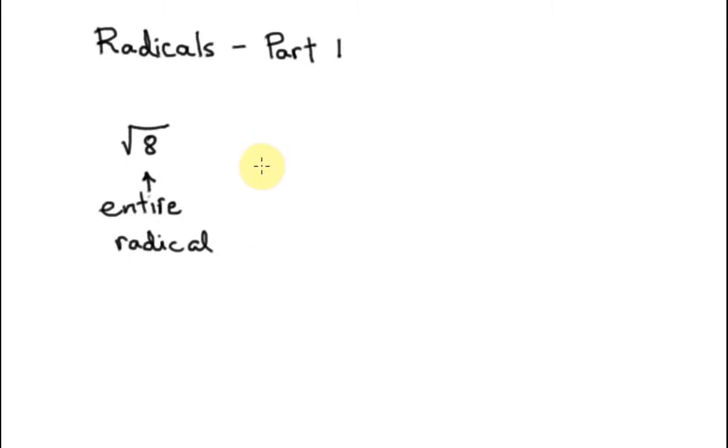We're going to take this entire radical, the square root of 8, and change it into a different form that's called a mixed radical. What we mean by an entire radical and a mixed radical is as follows. The entire radical has no number out in front. When we change it to a mixed radical, there will be a number out in front of the square root. So let me show you how we do this.